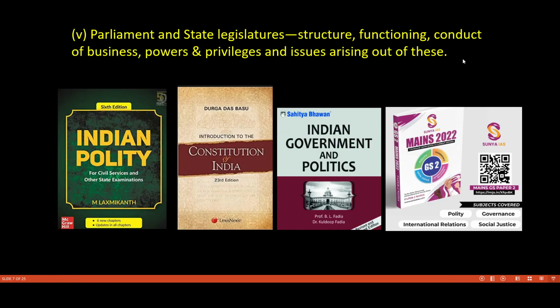Again, the parliament, state legislature, structure, functioning, conduct, power and privileges. All these questions, if you want to write in the examination, are basic static questions. Sometimes there is an issue, for example, regarding privileges. Every time there is a controversy in the parliament, so the issues arise. So you can supplement your Lakshmikant with the newspaper, or at most you can take support from this book. These two are not required. Although this book details everything, I would not say that if you are a non-political science aspirant, you go for this book. All right. So let's move on to the next topic.